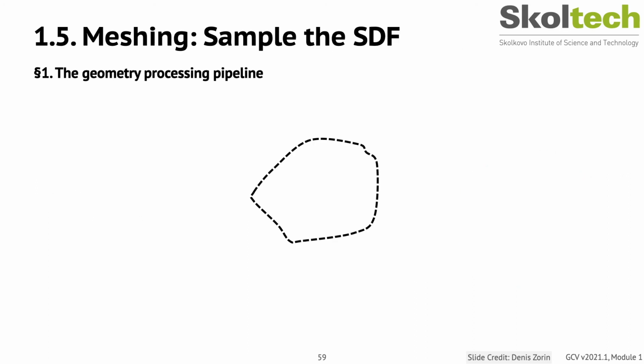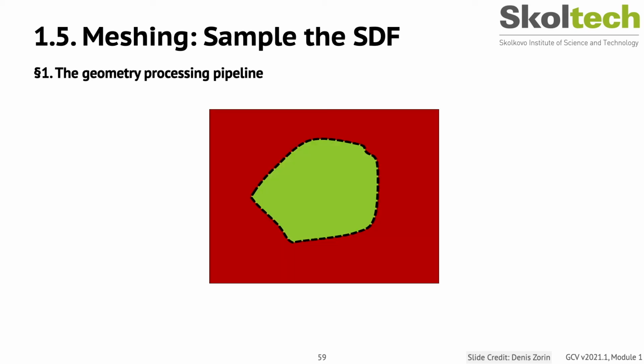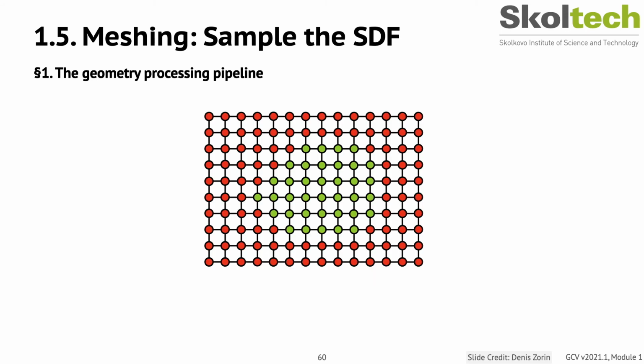We will start with considering a two-dimensional formulation. The dashed line represents the true surface as captured by the SDF. The red area outside the shape represents the positive values of the implicit signed distance function, while the green area represents the negative values.